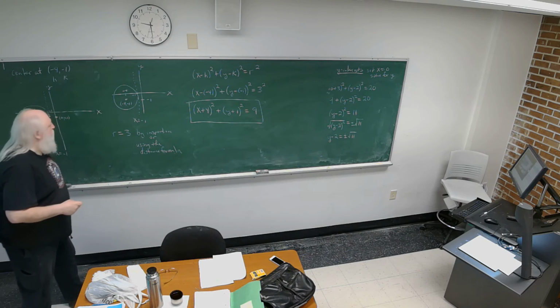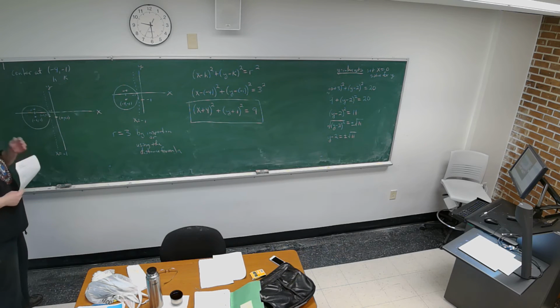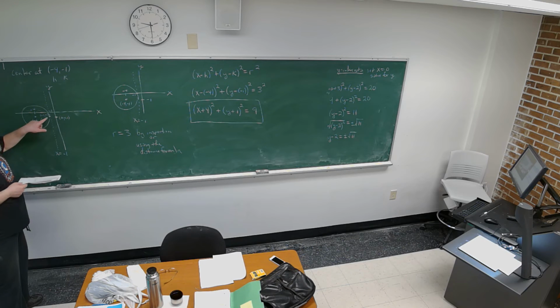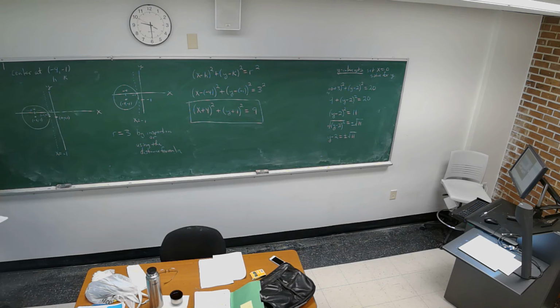So the equation of the circle that has a center at -4, -1, and is tangent to the vertical line x equals -1 has that equation. And it's because of the tangency we know the radius is 3. And again, you can get it by inspection, just by looking at the distance between those 2 points, or using the distance formula.